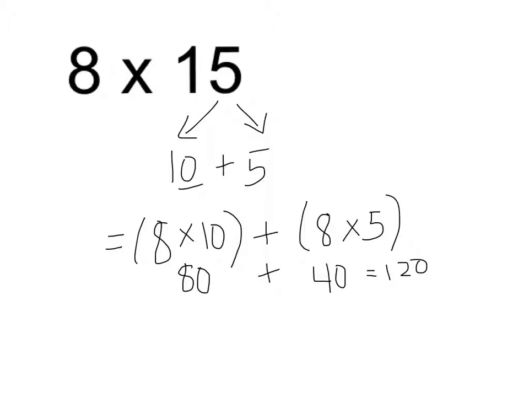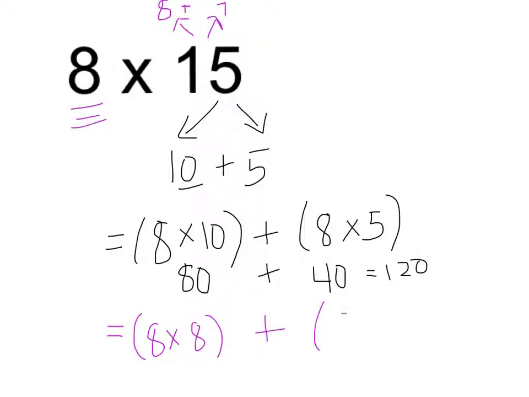There's another way I can break these two numbers apart. I also know that 15 is 8 plus 7. So down here I'll write 8 times 8. So I still have to multiply by this number plus, that's the big one, plus 8 times 7. If I roll my 8s to 8, I get 64, plus 8 times 7, which is 56. If I add those two numbers together, I will still get 120.